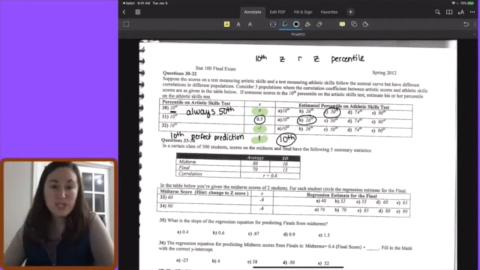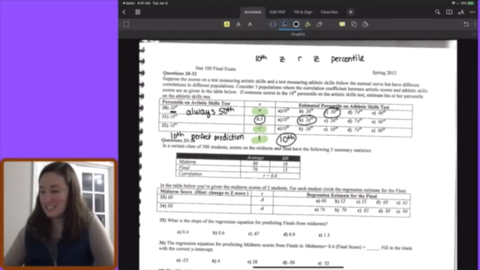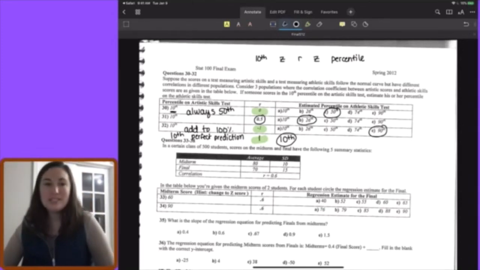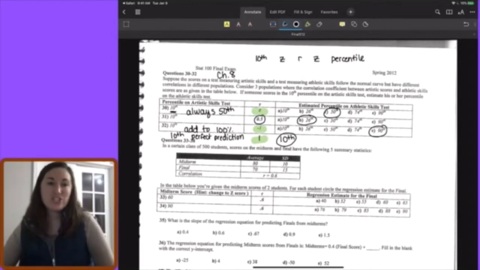And then for -1, this is another special case. We can make a perfect prediction again, but it's the opposite. So if we're in the 10th percentile for art, we'd be in the 90th percentile for athletic skills. So the percentiles have to add to 100%. And if you want more practice on percentiles, go ahead and check out the homework from chapter 8, percentiles and regression. There was a chart in that assignment that would be good practice.